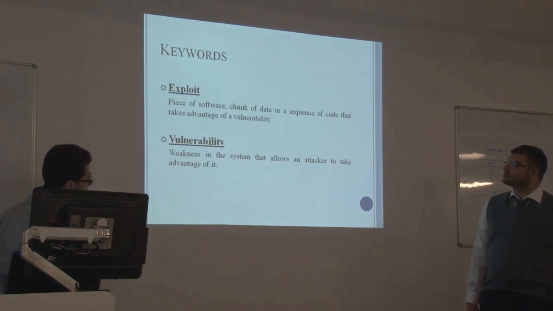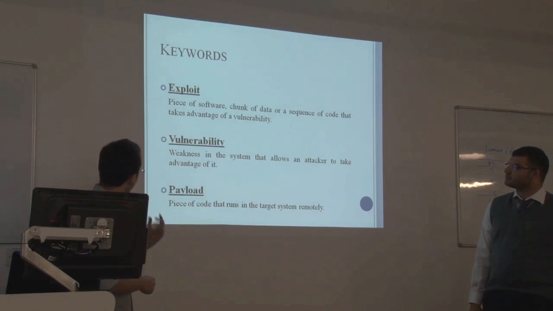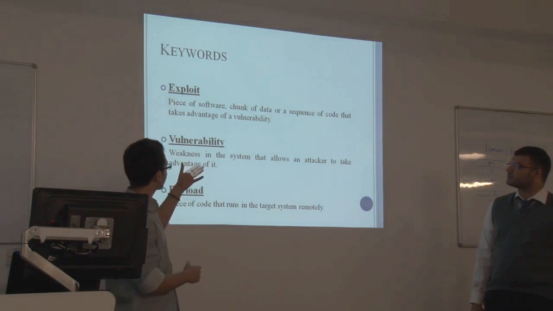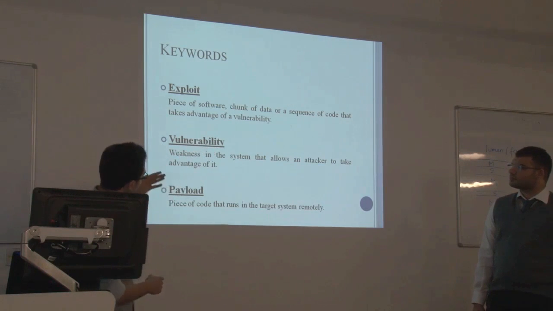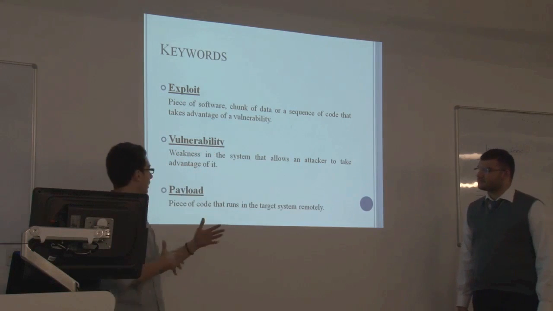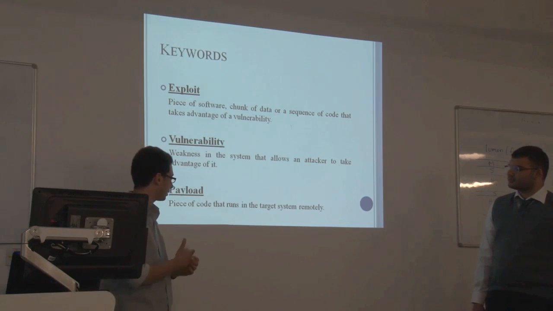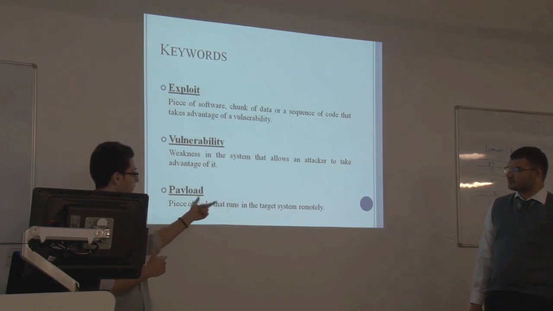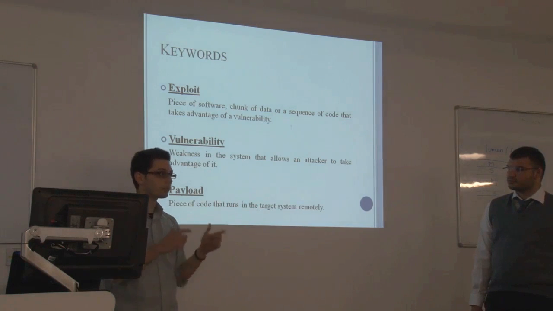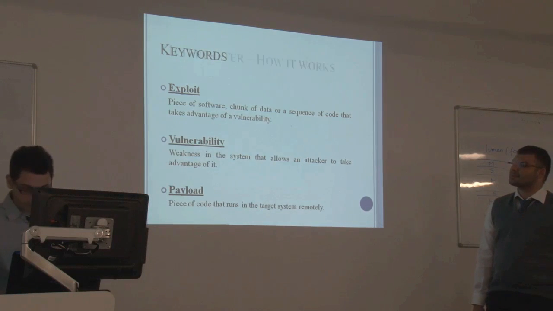We thought it's worth mentioning some keywords. Some of you may know them, some may not be so clear, because we're going to mention them many times through our presentation. The first one is exploit, which is a piece of software that can take advantage of a vulnerability, whereas a vulnerability itself is a weakness in the system that allows an attacker to take advantage of it. And finally, we have payload. We heard this before in our lecture. It is a piece of code that runs in a target system remotely, which is very important when it comes to Meterpreter. This is exactly what we need.